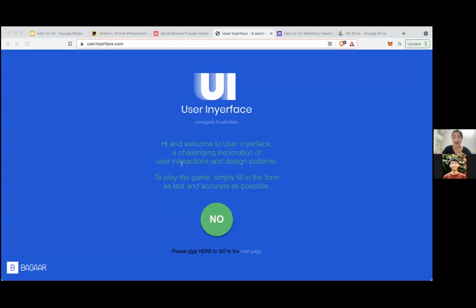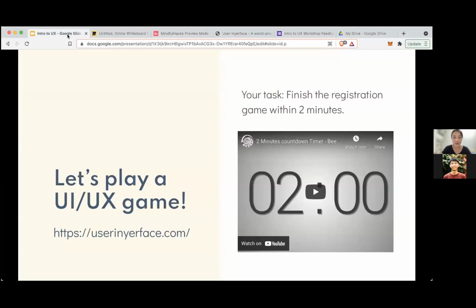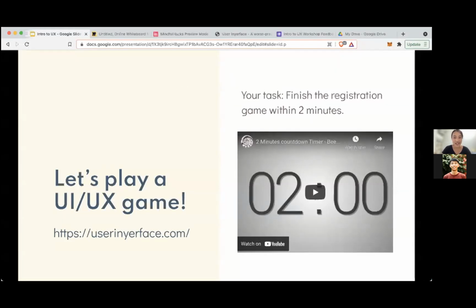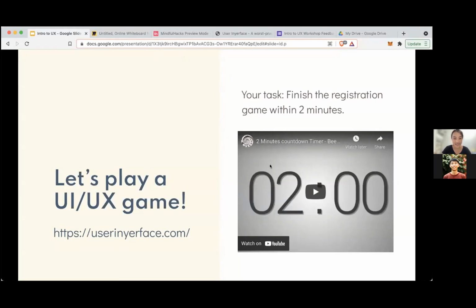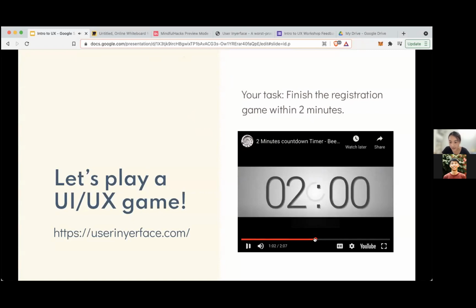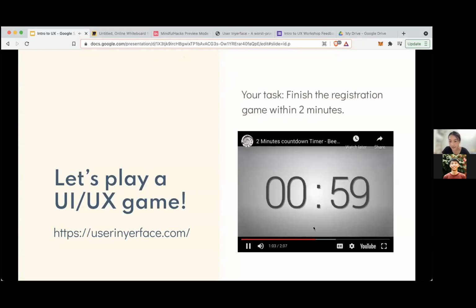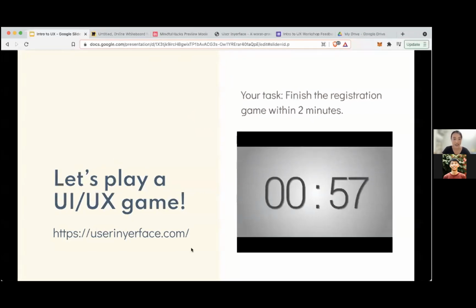And so my task for you today is to finish this registration process on the website within 2 minutes. Actually, maybe within 1 minute since we're kind of short on time. So after 5 seconds, I'm gonna begin the timer and you can begin to play the game. Okay, timer has started.